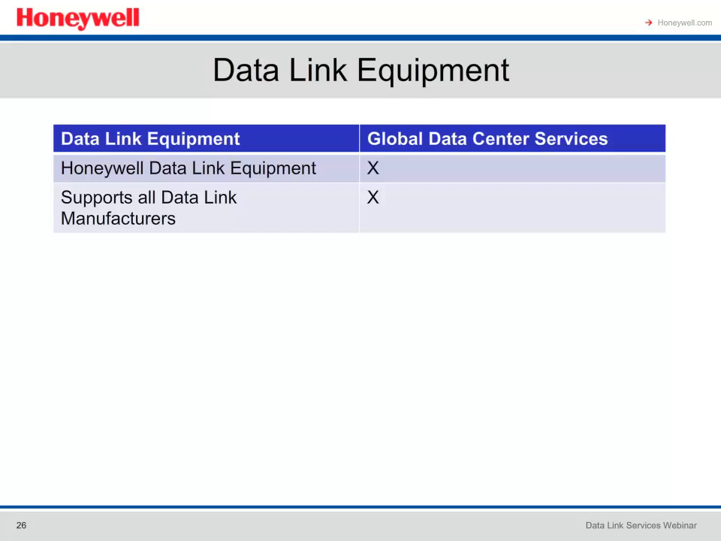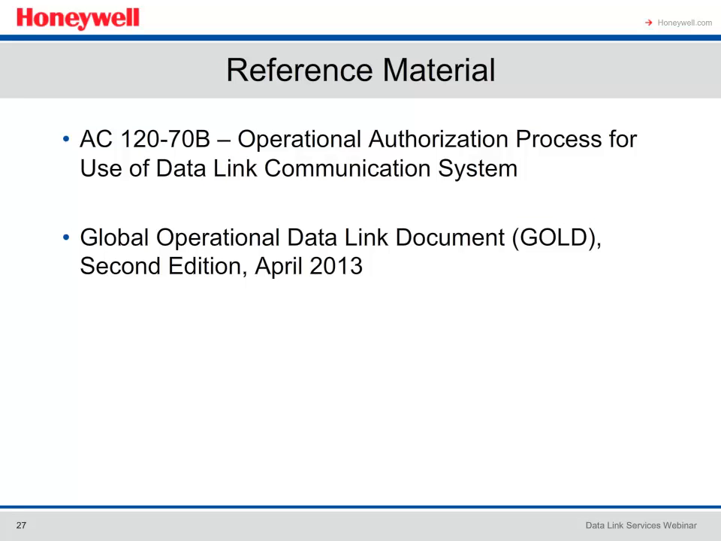As mentioned earlier, the Global Data Center Data Link Services can fulfill your data link service provider needs and supports all Honeywell and most other avionic manufacturer data link systems. Additional information and guidance pertaining to CPDLC data link can be found in the listed documents. Advisory Circular 120-70B, Operational Authorization Process for Use of Data Link Communication System, and the Global Operational Data Link document.